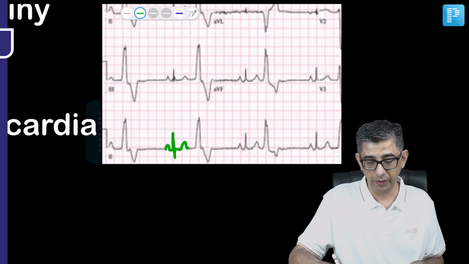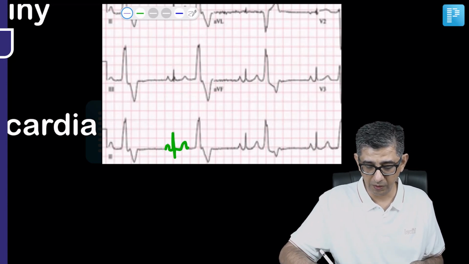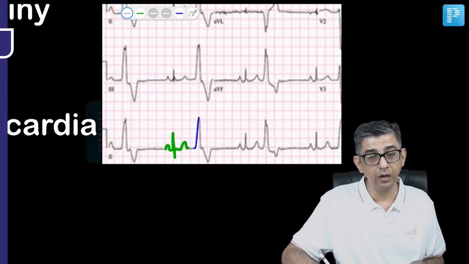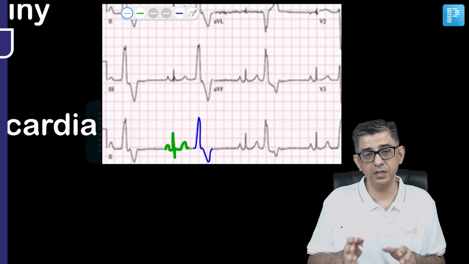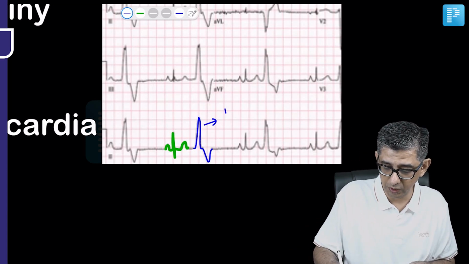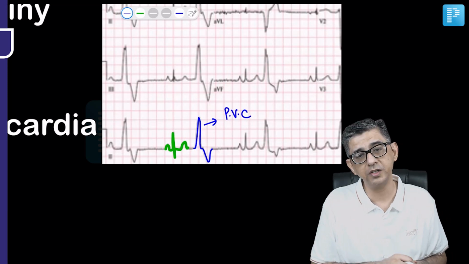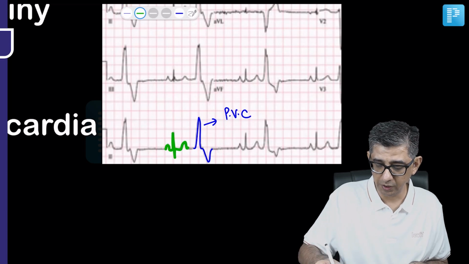But then, wait a minute, what's going on now? What is going on now is that this person is having a real broad RS complex with a bit of slurring of the S wave as well. You can see S wave is really broad. So this that I've shown before you in color blue is a premature ventricular contraction, and this is occurring after a normal sinus rhythm. Let me just recreate it once again.